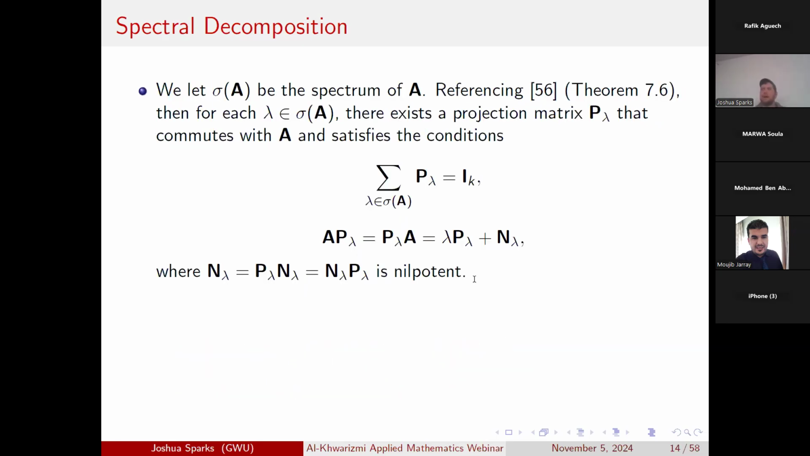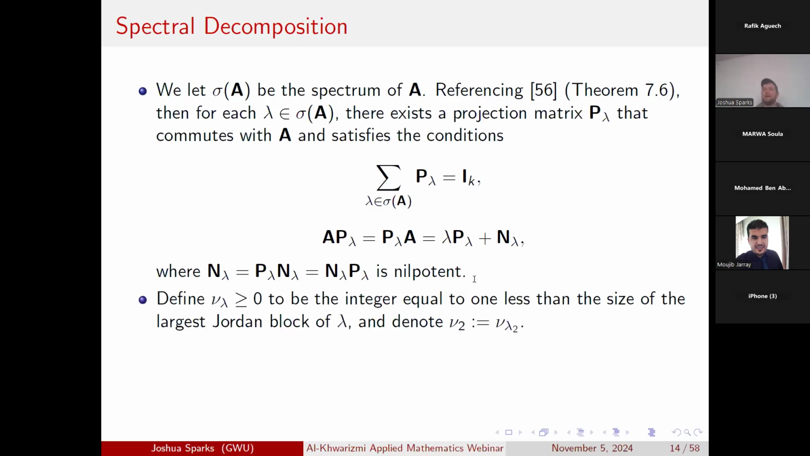When I talk about spectral decomposition, I reference the idea that for each of these eigenvalues in the spectrum of A, we'll have a projection matrix that commutes with A and satisfies these properties, as well as the nilpotent matrix that goes alongside it. We'll define this new sub lambda to be the integer equal to one less than the size of the largest Jordan block of lambda. We'll denote for simplicity that new sub 2 is just the new of lambda sub 2. And this is important because we may have multiple second leading eigenvalues.